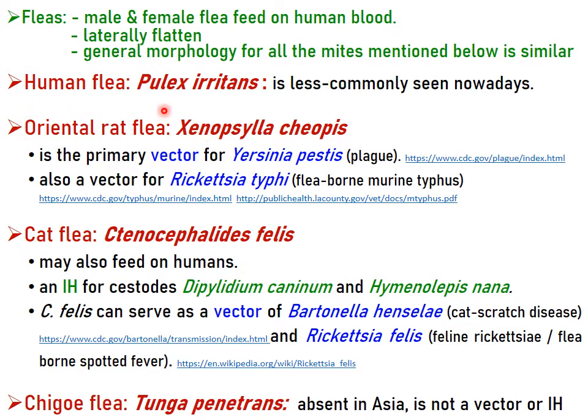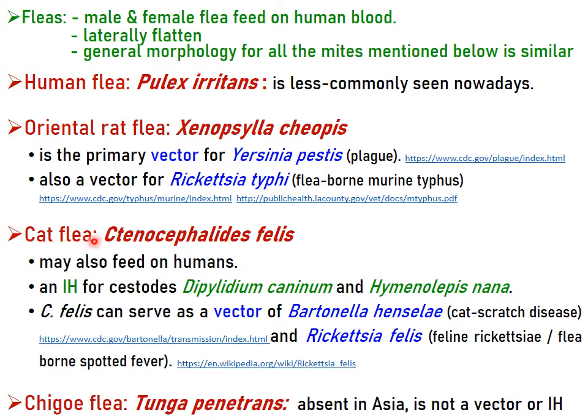The rat flea is a primary vector for the bacteria Yersinia pestis, which causes the disease, the plague. It is also a vector for Rickettsia typhi, bringing about the disease of flea-borne murine typhus. You can look through the websites shown here to get more details of these fleas.